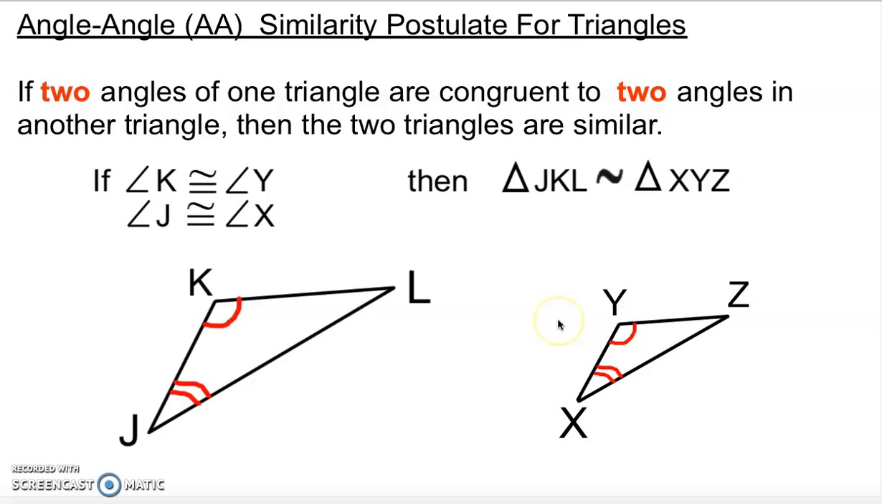We have some similarity shortcuts. The first one is angle, angle. If I have 2 triangles and I have 2 sets of angles congruent to each other, the triangles will automatically be the same shape in different size.